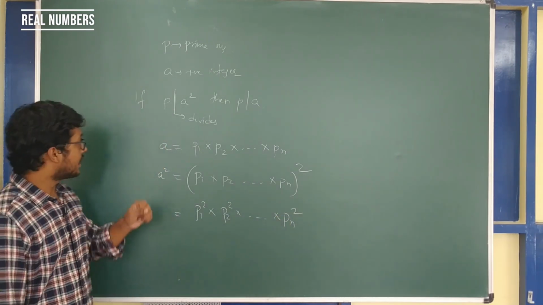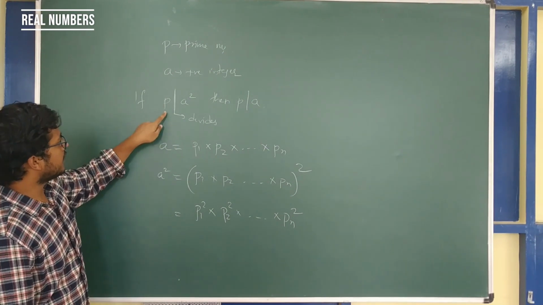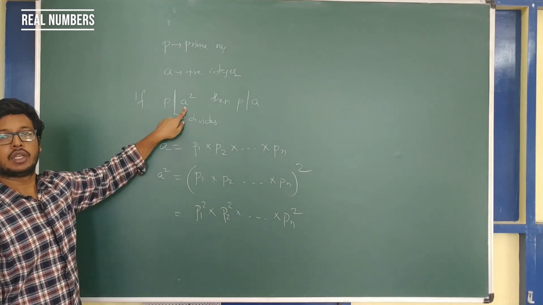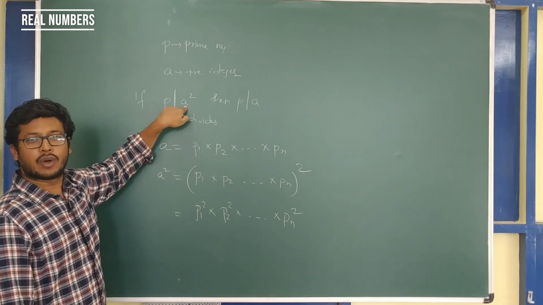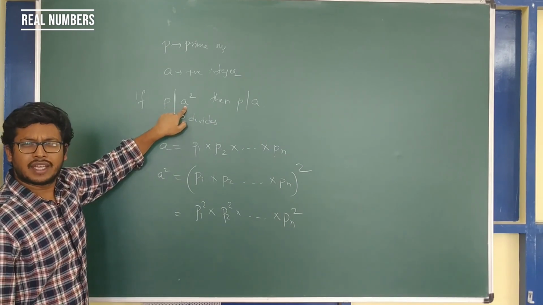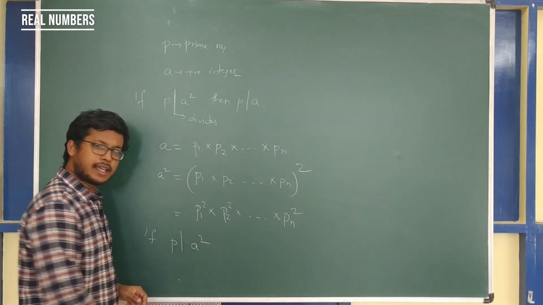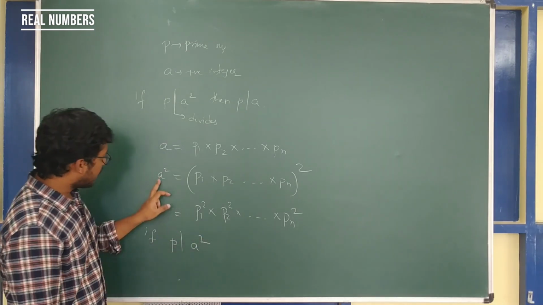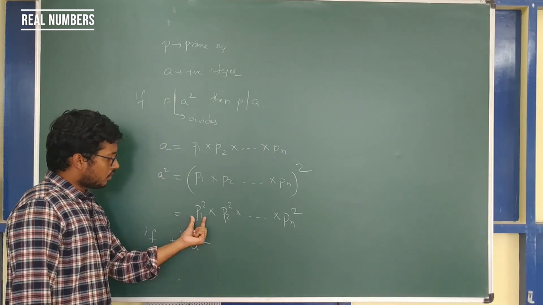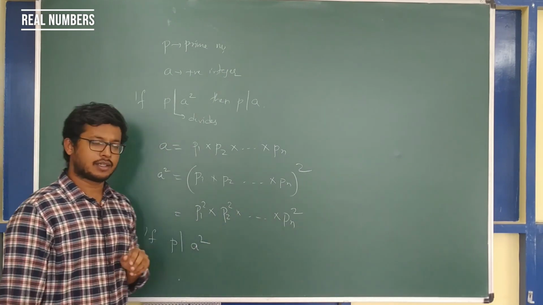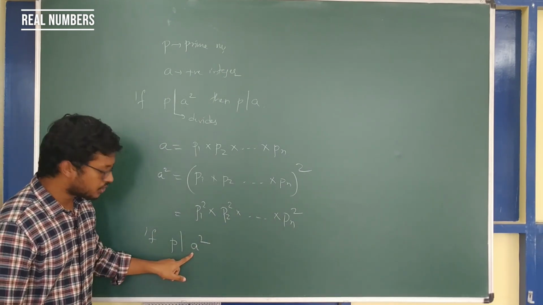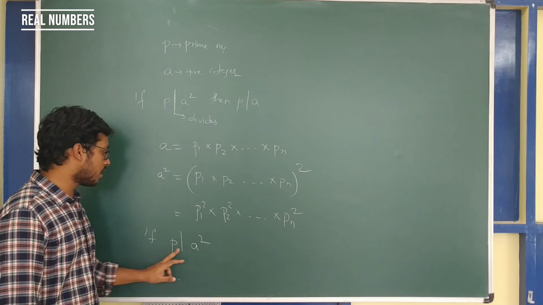So, now what does it say? Now it is saying that p divides a square. So, if p divides a square, what do we understand? The prime factors of a square we already know: it is p1 square, p2 square, up to pn square. And now we are saying that p also divides a square, which means p is one of the prime factors of a square.